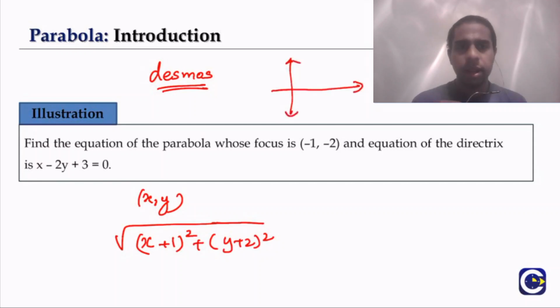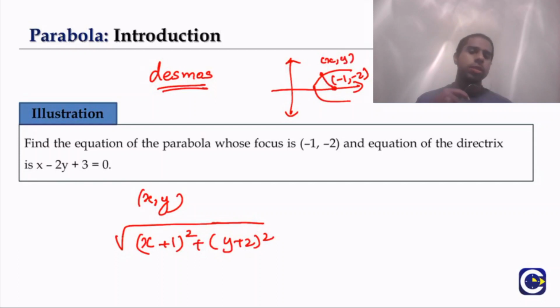I will just draw the parabola for reference. This is not how the parabola will actually look. I'm just drawing it: for example, the focus is (-1, -2), and there is some point (x, y). This distance is d1. Now d2: let's have a directrix here. We need to find the distance between this point and the line, d2.